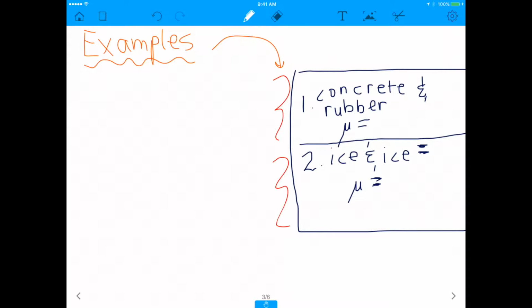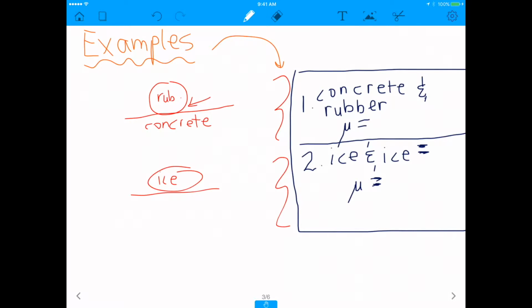In our first example, I want to have concrete and rubber. Let's just say this is concrete, and then this will be a rubber tire, right? The coefficient of friction is referring to the interaction between these two interfaces. In the other example, I'm referring to ice and ice. If you rub two pieces of ice together, the coefficient of friction I'm referring to is the interaction between them.